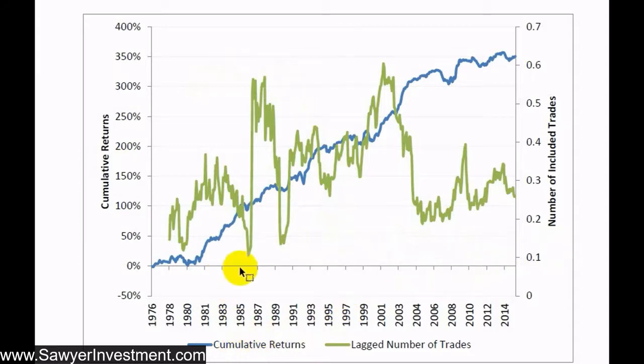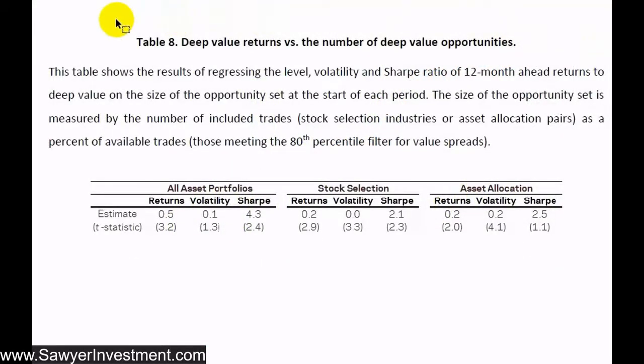And so looking at the cumulative returns, we can see that the deep value strategy tends to do pretty well during periods of deep value events. We've got a large run up here and here and here and here and here. All right, so given that the number of trades clusters around deep value events, possibly global events, the authors here have done a regression of the returns, volatility, and Sharpe ratios as there are more trades to be made, for instance, the ones that qualify as being deep value across the different opportunity sets.